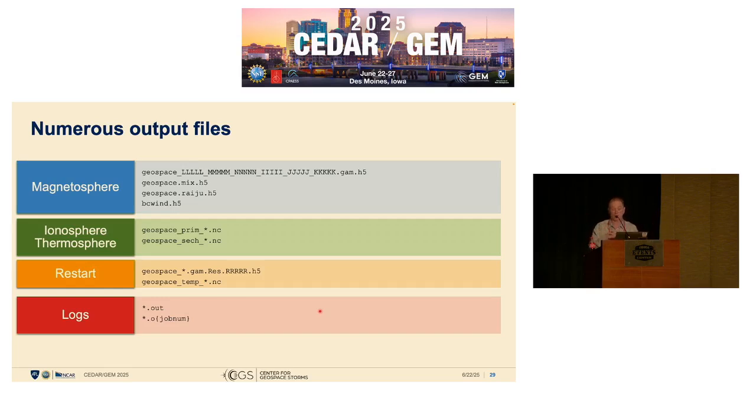We're using parallel I/O so we can keep the code going at a reasonable rate, not waiting for it. Other output files from the magnetosphere portion are geospace.mix, which is the output from the mix model, and geospace.riju, which is the output from the riju inner magnetosphere model.